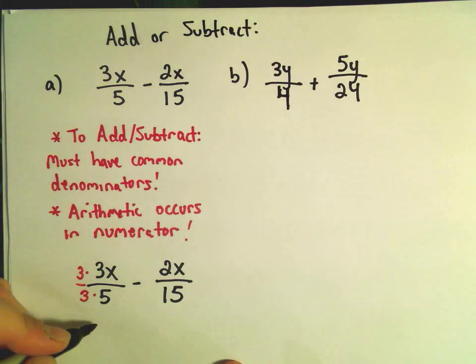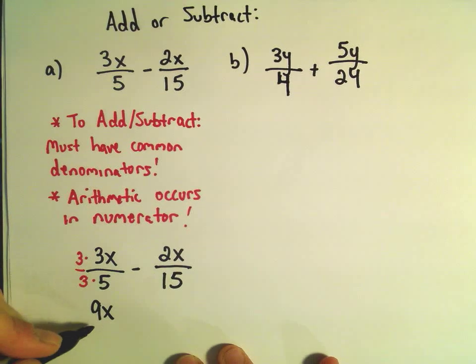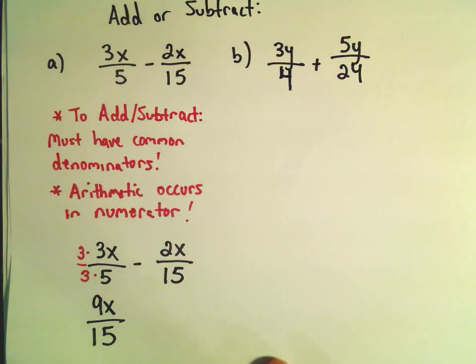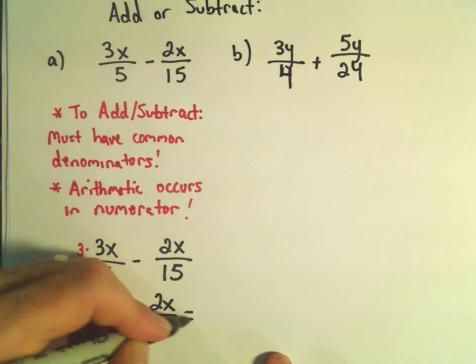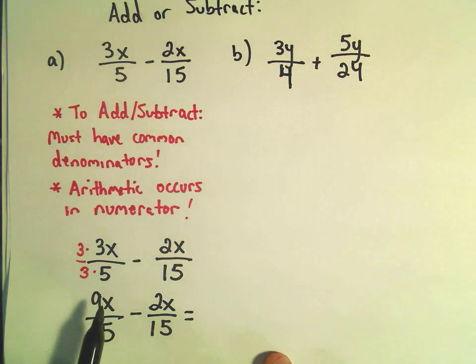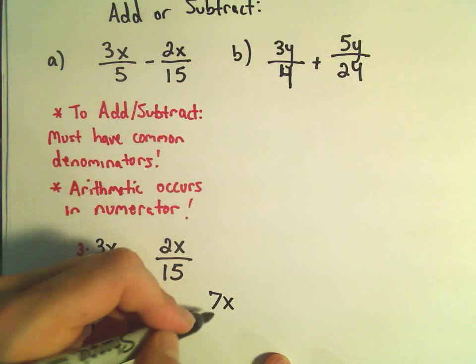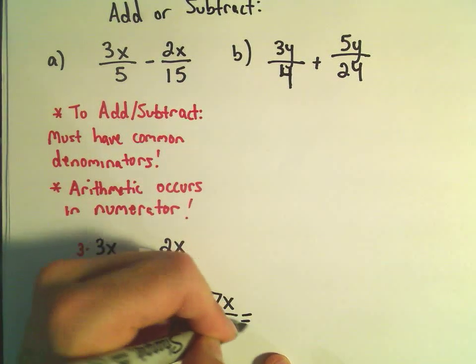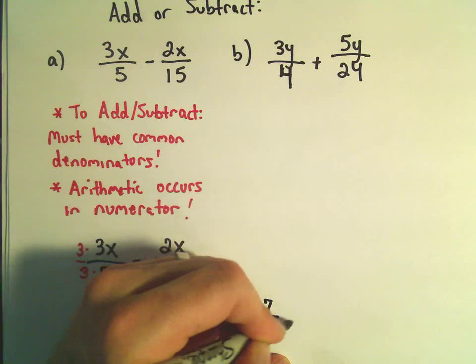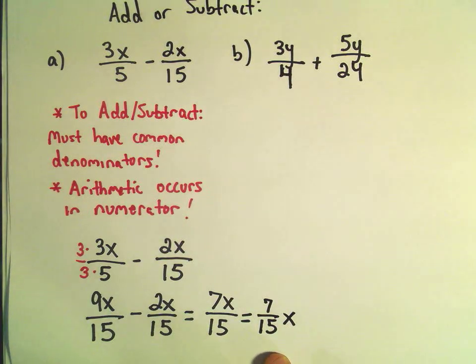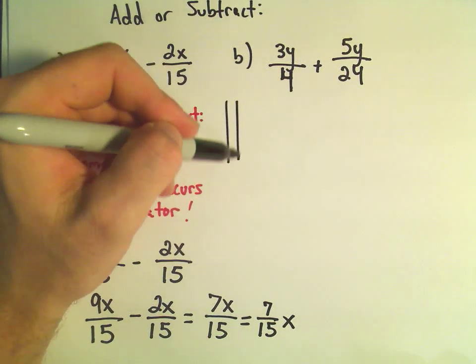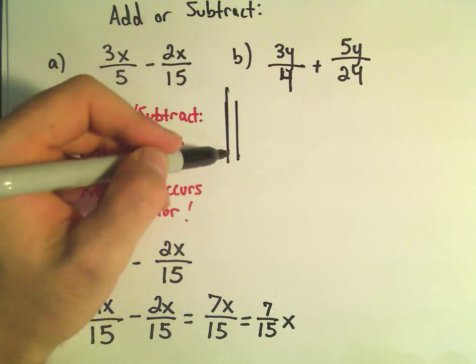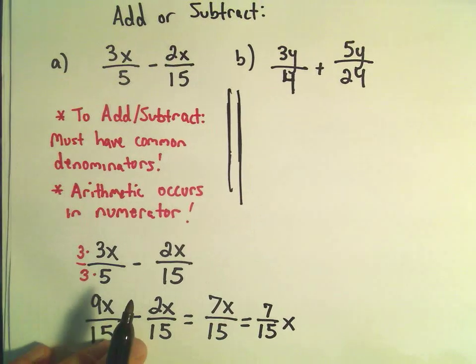Okay, so 3 times 3x would be 9x, and now I've got my 15 on the bottom, that's why we did it, minus 2x over 15. Now I can just do the arithmetic in the numerator. I do 9x minus 2x, which would be 7x over 15. If you wanted to, you could pull the x out to the side and write it as 7 over 15 times x.